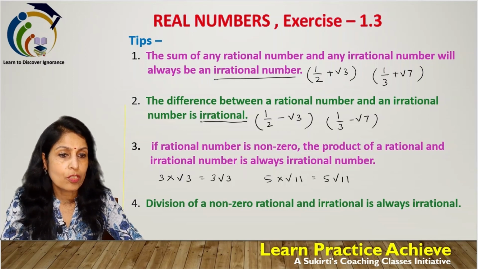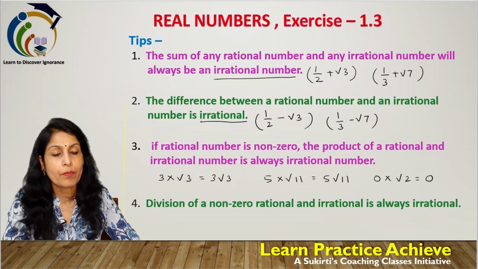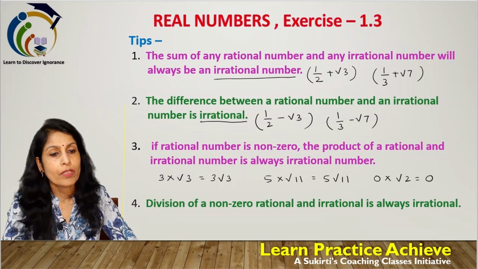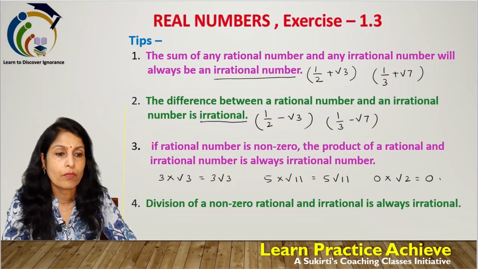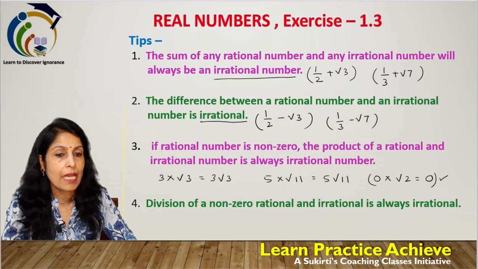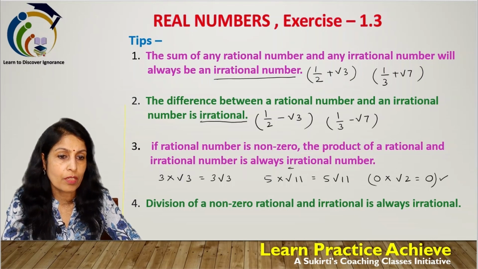If we take 0, suppose 0 into root 2, you will get 0. Any number multiplied by 0 is equal to 0. So we will not take 0, because if we multiply 0 with any number, whether a rational number or an irrational number, we will always get 0. So this rule is not applicable for 0, but if it is a non-zero number, then we will get the result as an irrational number.